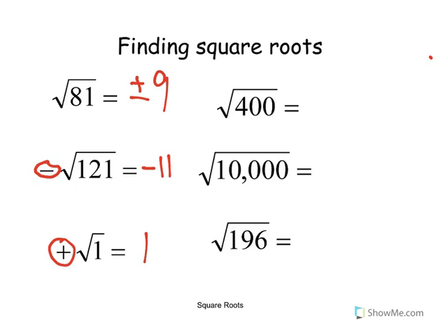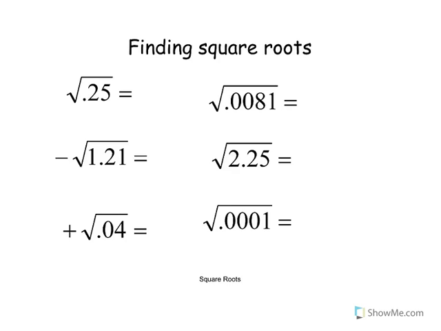All right, how about 400? Well, I know 20 times 20 is 400, but negative 20 times negative 20 is also 400, so I'm going to drop that plus or minus there. What times itself is 10,000? Well, I know 100 times 100 is 10,000. I'm going to drop the plus minus. 196, I know that it's 14, so I'm going to say plus or minus 14. You can check these using a calculator if you need to, guys.